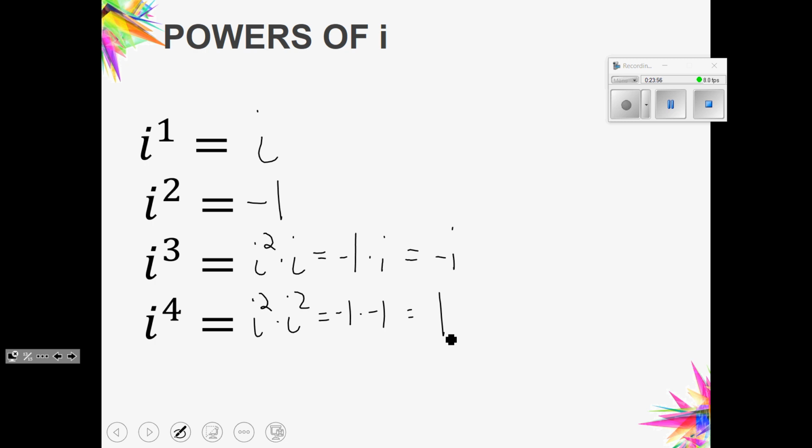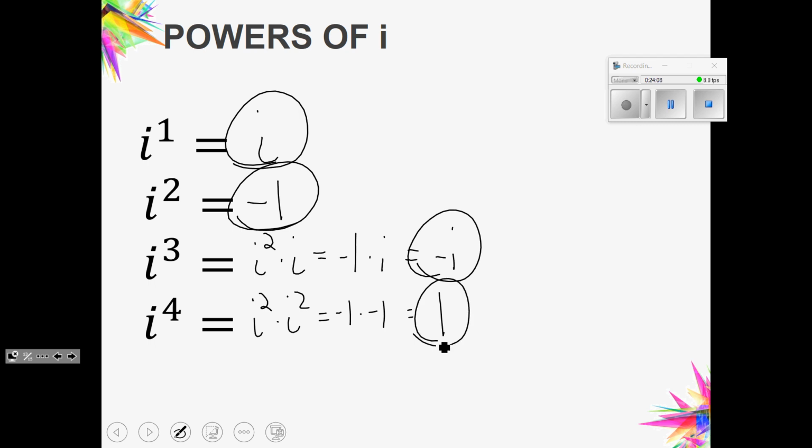Okay, so we know i to the first is equal to i, i to the second is equal to negative 1, i to the third is equal to negative i, and i to the fourth is equal to 1. So every fourth number, every multiple of 4, is going to be equal to 1. Let's keep going. i to the fifth: what's the highest multiple of 4 that could fit into 5? That would be i to the fourth, and there would be 1 left over, so that would be equal to i.